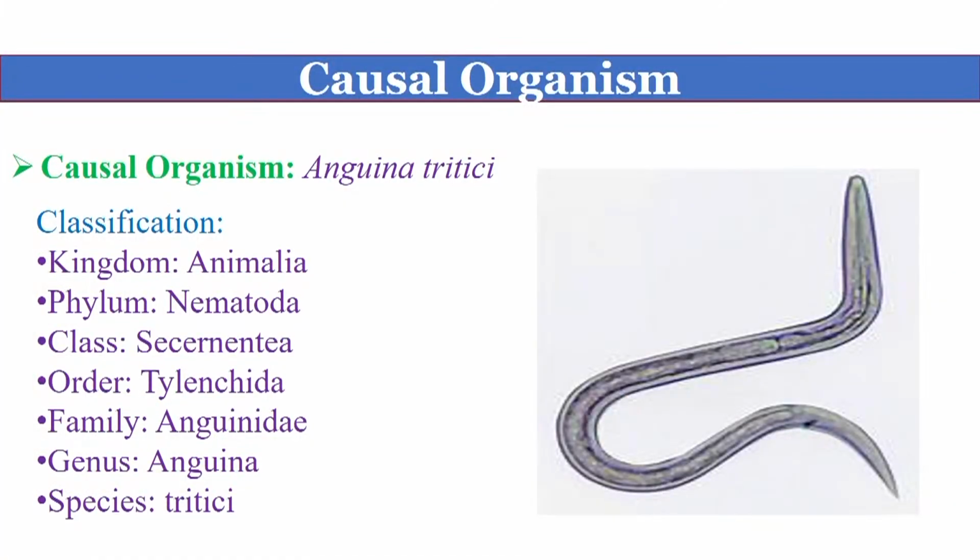And the causal organism, as I told you, is Anguina tritici, a kind of nematode, and you may classify it as: kingdom Animalia, phylum Nematoda, class Secernentea, order Tylenchida, family Anguinidae, genus Anguina, and species tritici.